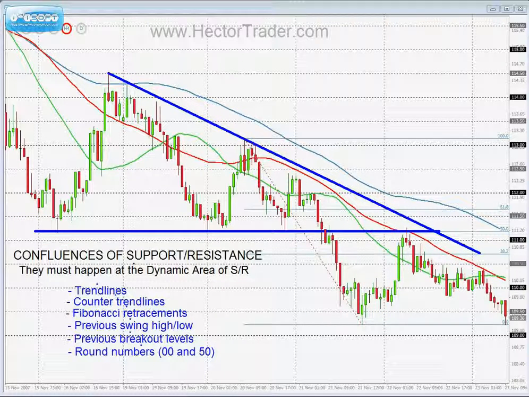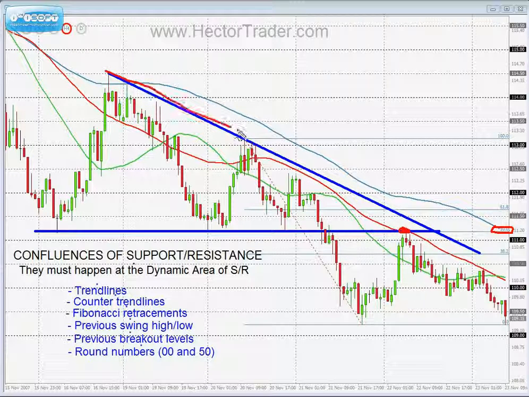Any round number? Yeah, we have the 11100 round number right there. Okay, so what does that mean? It means we have few elements coming together at the dynamic area of resistance. We have the 11000 round number. Also, we have the Fibonacci retracement, the 50% Fibonacci retracement right there.